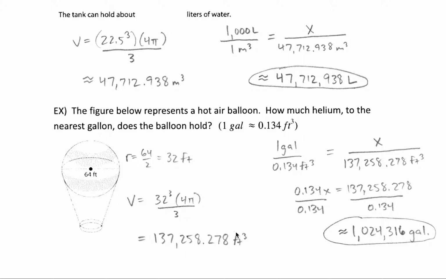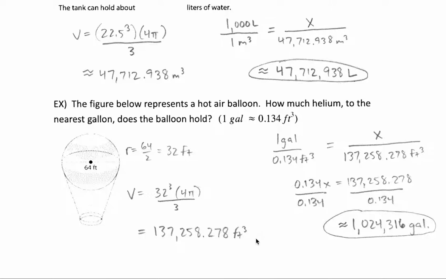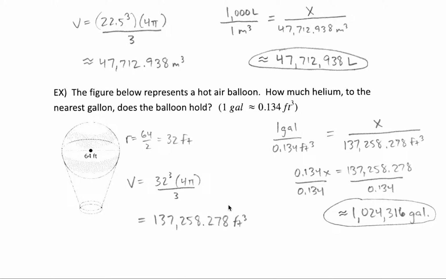Again, not a unit that we are totally familiar with and working outside in the real world. So let's put it into something that we're familiar with, like gallons. If there's 1 gallon for every 0.134 cubic feet, then how many gallons was 137,258-ish cubic feet? Cross multiply to solve our proportion.